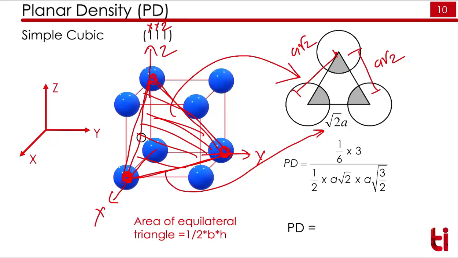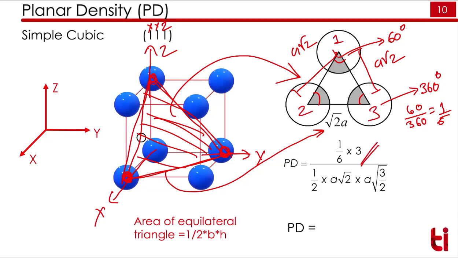For that, you should know that a triangle has each angle of 60 degrees, and for a circle the total angle is 360 degrees. So the contribution of this is 60 upon 360, which is equal to 1 by 6. So each atom contributes 1 by 6 of its portion to the 1 1 1 plane, and we have 3 atoms: this is first, this is second, and this is third. So the total number of atoms is 1 by 6 into 3, upon the area of the plane.